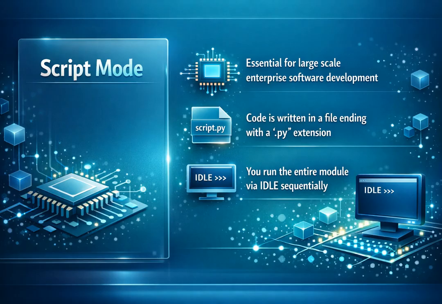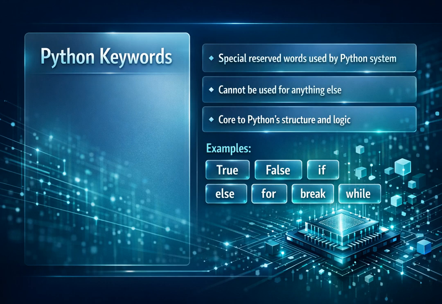Script mode is used for writing complete programs. You write your code in a file saved with the .py extension, then run it using IDLE or from the command line. This is the approach used in professional software development. Python has a set of reserved words called keywords that have fixed meanings in the language. You cannot use these as variable names. Examples include True, False, if, else, for, while, break, and return. Python is case-sensitive, so these keywords must be written exactly as shown.